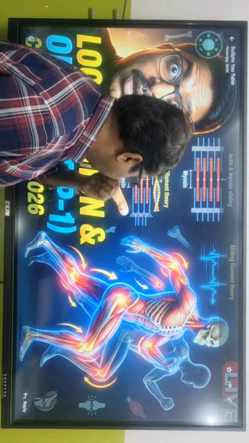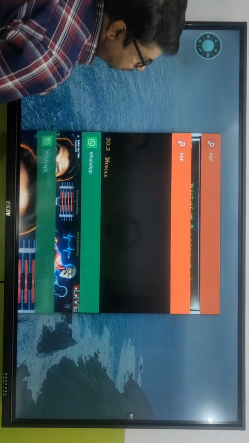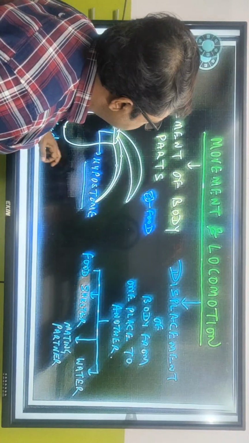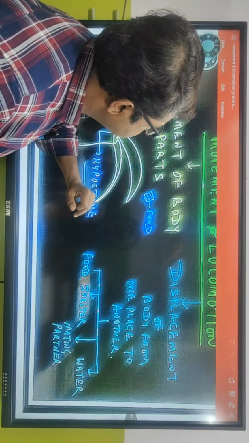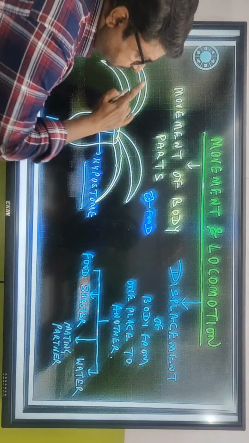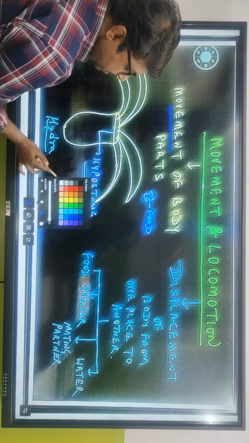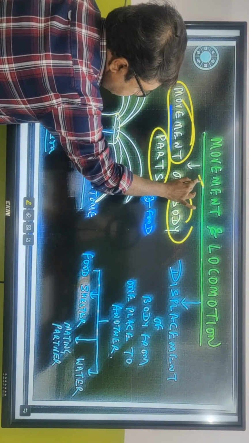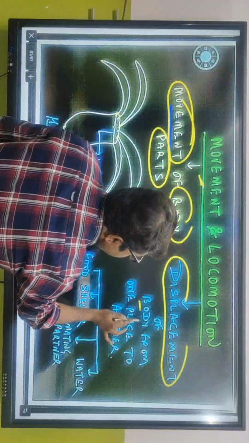Now, in movement and locomotion, what is the most important thing? The important thing is, what is the difference? See, movement means movement of the body parts. So movement of body parts is called movement. And in locomotion, there is a displacement of the body from one place to another.